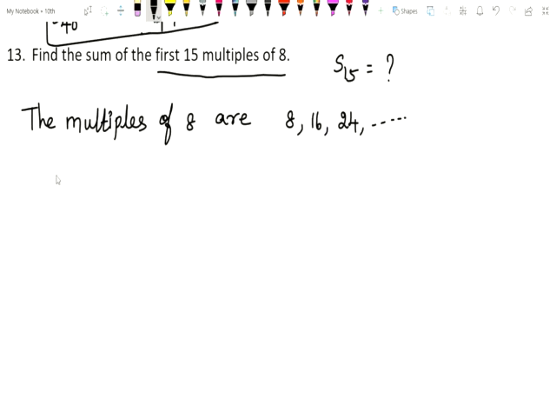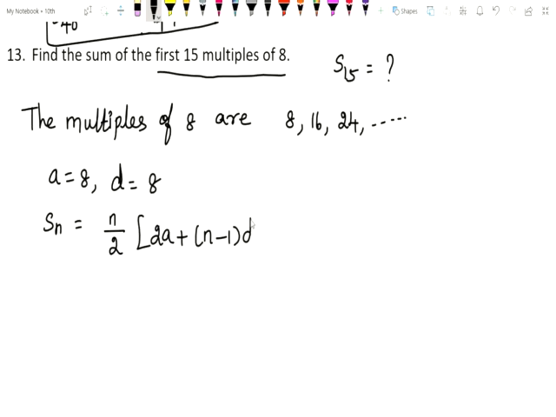From this you can find a equal to 8 and d equal to 8. So which one you are going to find? S15. First you write the formula. Sn equal to n by 2, 2a plus n minus 1 into d. Here S15 we are going to find. n is 15. So 15 by 2 into 2 into a value 8 plus 15 minus 1 into 8.